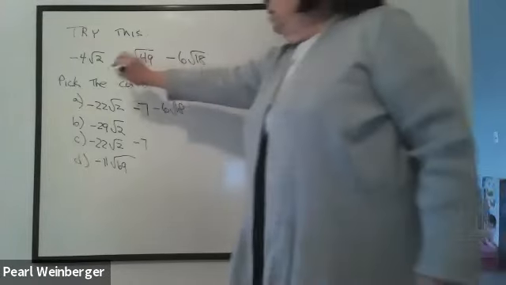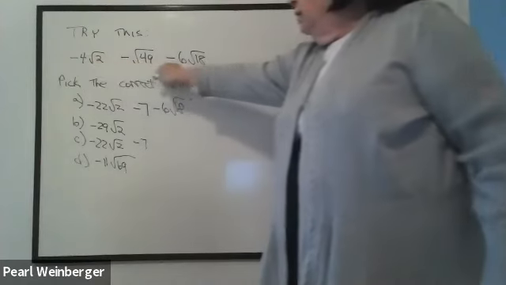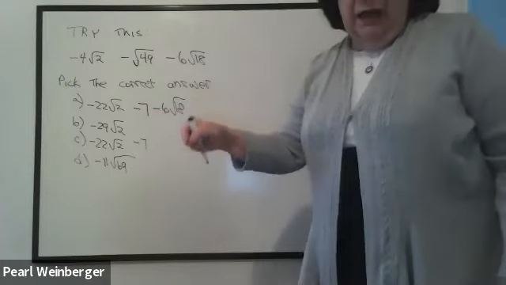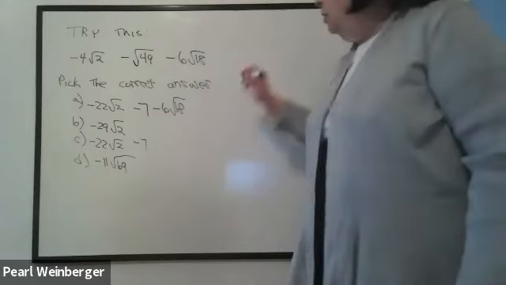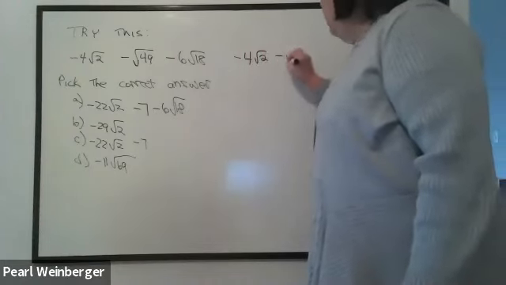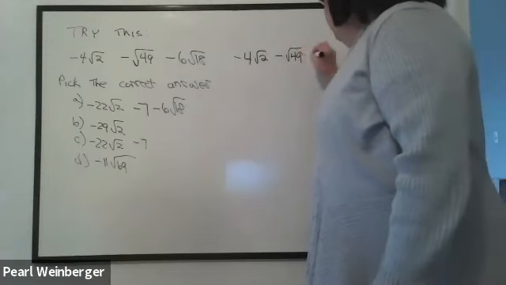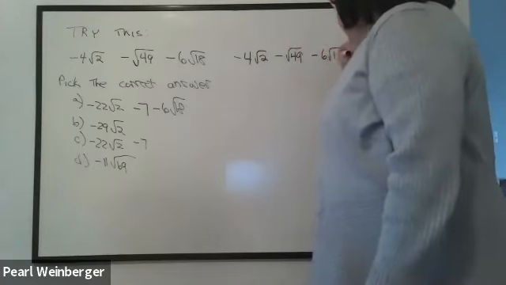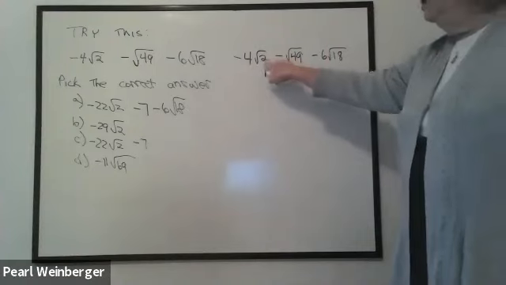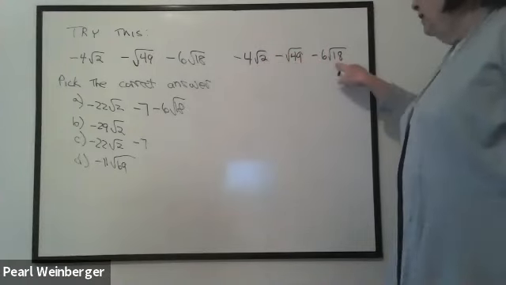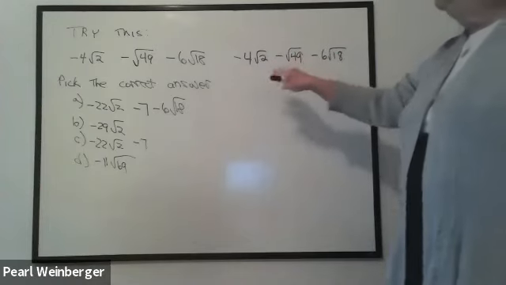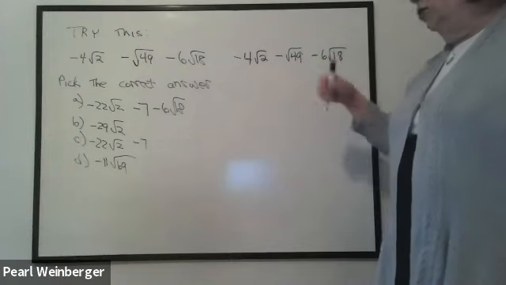So here's my problem. Remember, when we're adding or subtracting radicals, we can only add and subtract like radicals. So here's my -4 radical 2 minus radical 49 minus 6 radical 18. If I'm looking at this starting out, it doesn't look like there's anything to combine because this is a 2 in the radical, this is a 49, this is an 18. None of them are the same. However, we're going to simplify our radicals and then look back.